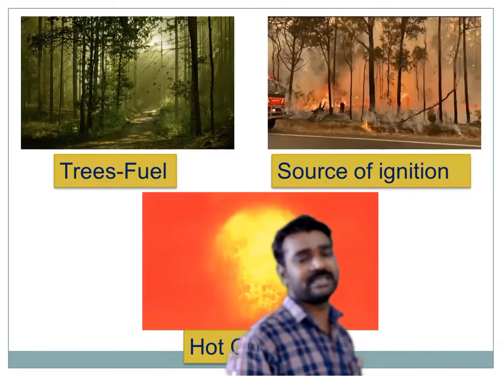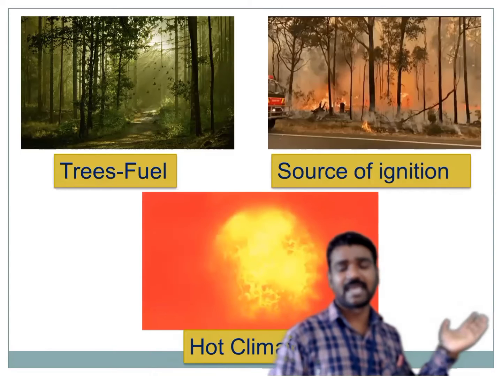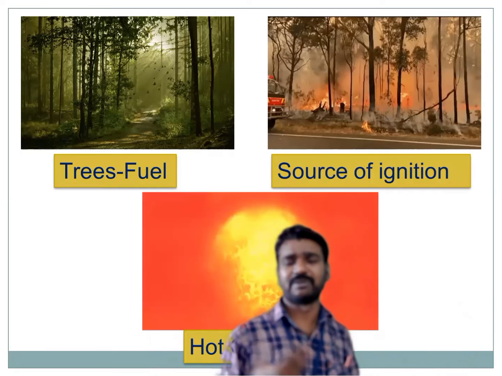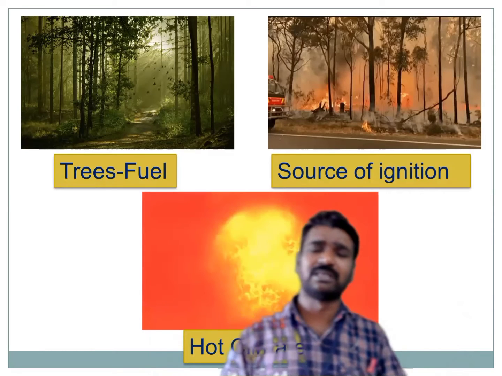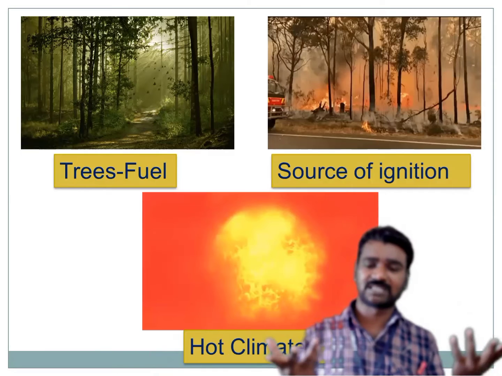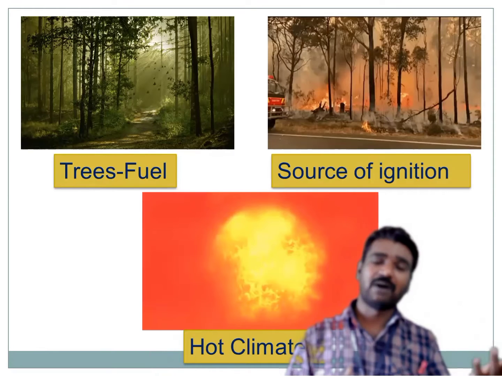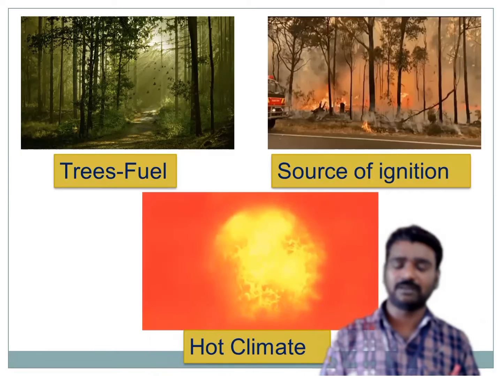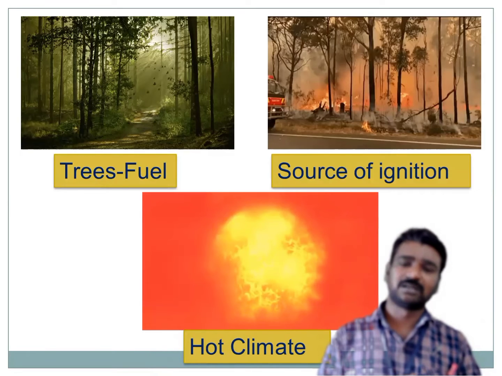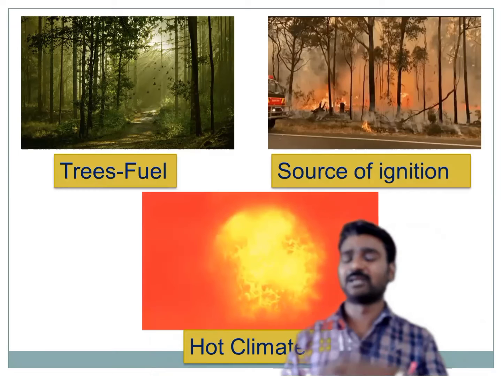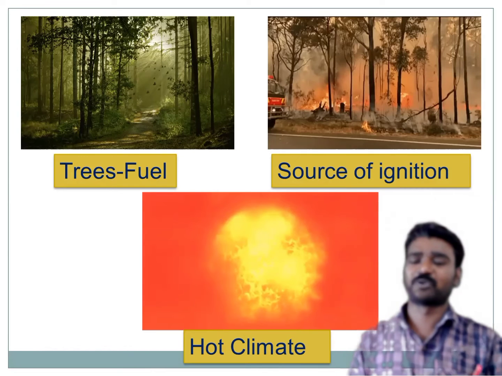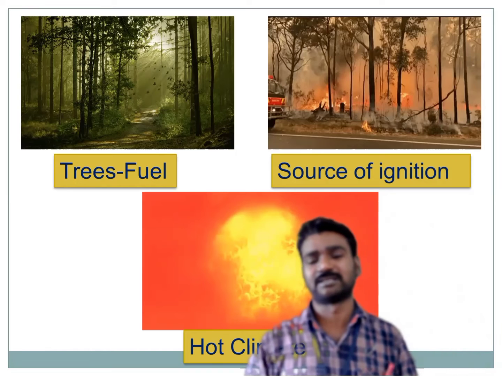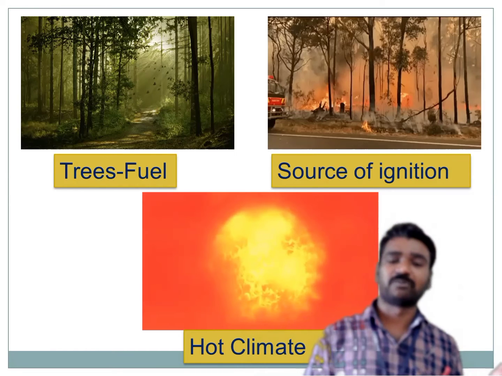Here we can see the pictures. Trees can act as the fuel. There is the source of ignition. Sometimes it may be natural reasons, and sometimes it may be human errors, human mistakes, human responsible or irresponsible behavior that can lead to a forest fire. And of course the hot climate is also there. So all these factors contribute to the spread of the fire.